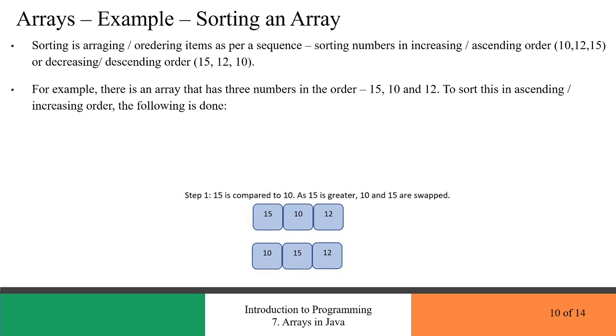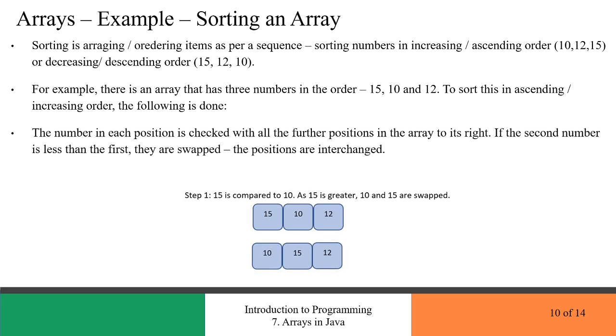To sort this in ascending order means to arrange the array such that the numbers are 10, 12 and 15. Let us try to understand the logic of how to do it. Starting from the first element, the element at each position is compared to all of the elements to its right. If the element to the right is lesser, the two numbers are swapped.